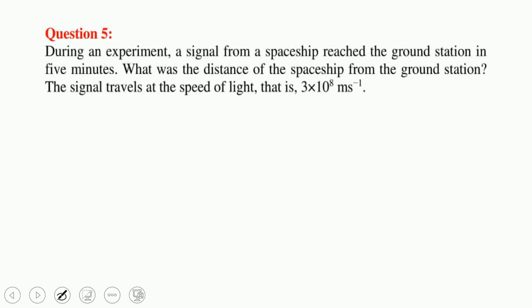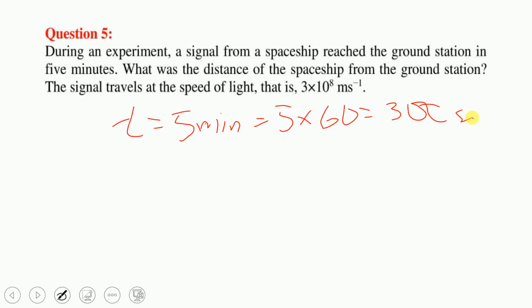So here the last question. During an experiment, a signal from a spaceship reaches the ground station in 5 minutes. So the time taken is 5 minutes. Now 5 minutes is equal to 5 into 60, that is 300 seconds. So the time taken is 300 seconds. What is the distance? That is what we have to find.